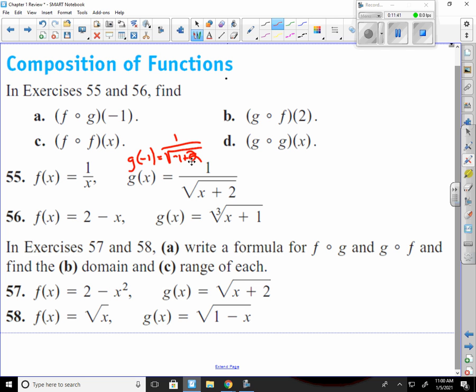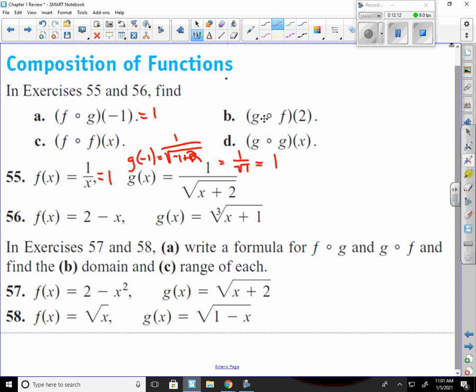Negative 1 plus 2 is 1. So this is 1 over the square root of 1, which is 1 over 1, which is just 1. But that's just for my g function. Now I take this 1 and plug it back into f, and it's 1 over 1 still, so that gives me 1. So f of g of negative 1 is 1.